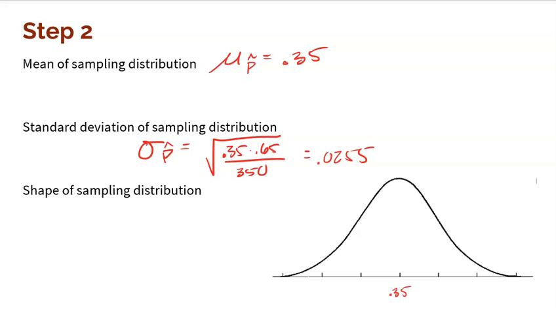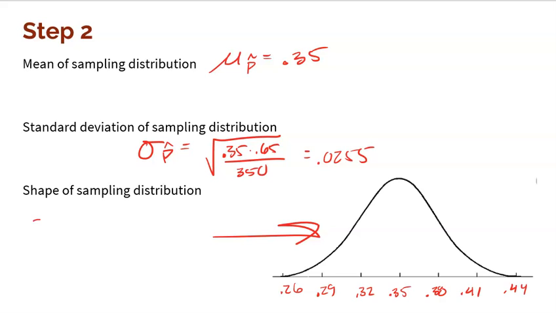So, for the sake of your picture, I don't ever encourage too much rounding, but for the sake of the picture, if you want to round that to about 3%, that'd be 0.38, 0.41, 0.44, down 0.32, down 0.29, down to 0.26. All right, and then of course the shape of the distribution is going to be normal.